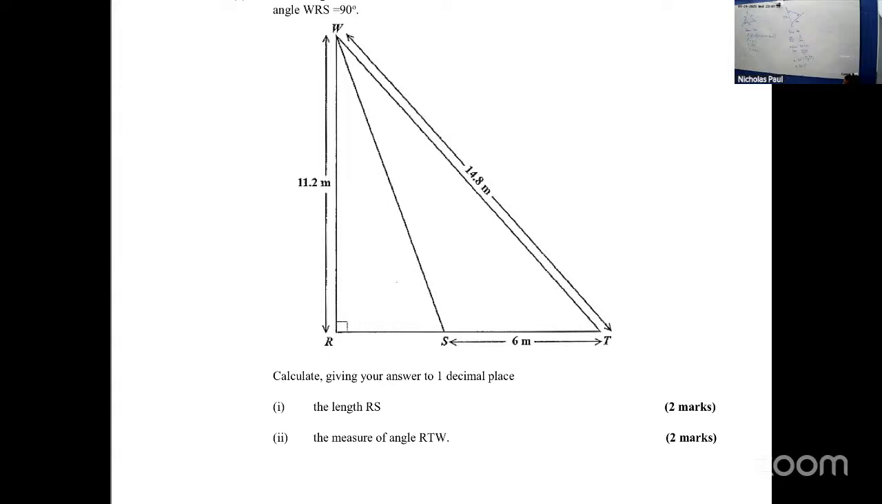Try that, pay attention. It might be Pythagoras theorem, it might be right angle rules. Look at the shape first. Try quick.